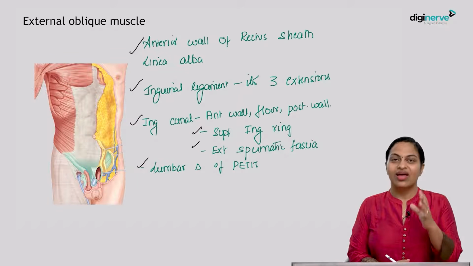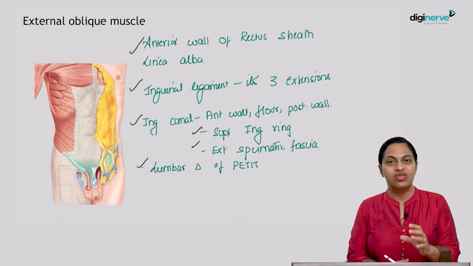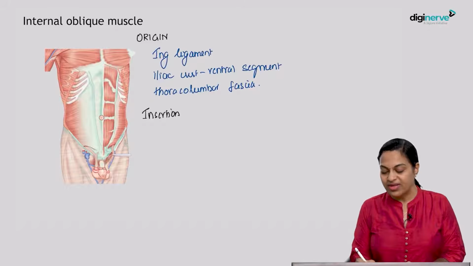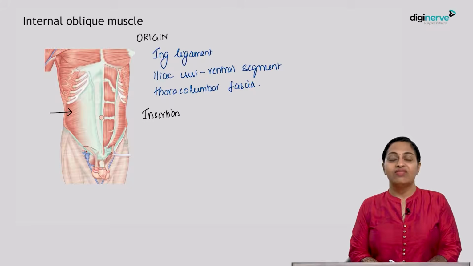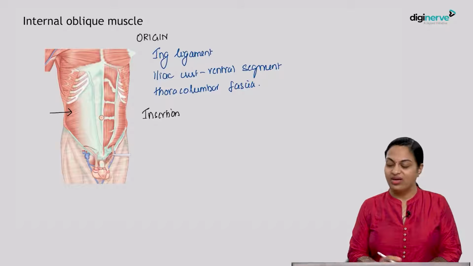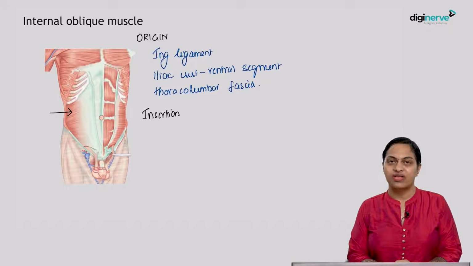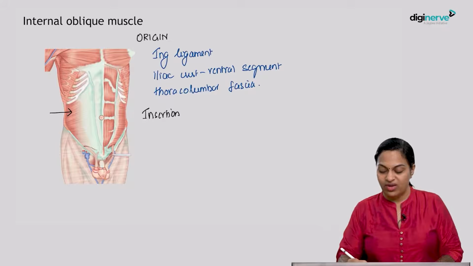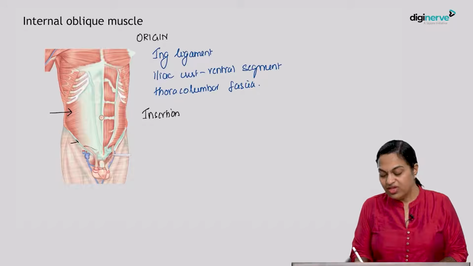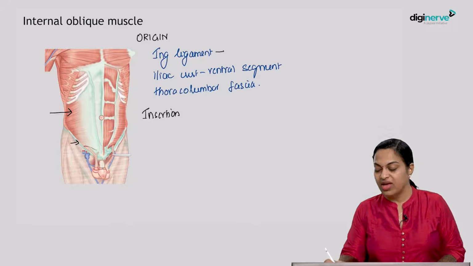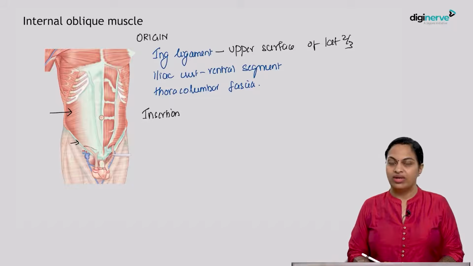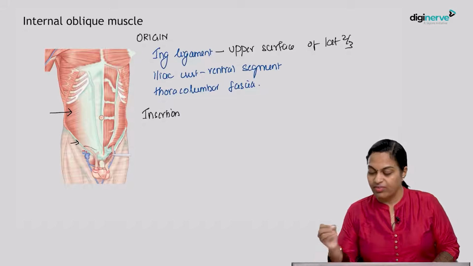So as you see here, it is a very important topic. A lot of MCQs and image-based questions can be related to it. Moving on to the next muscle, the internal oblique, which lies inner to the external oblique. This internal oblique muscle arises from below and goes upwards, these fibers. The fibers which originate from the inguinal ligament come from the upper surface of the lateral 2/3 of the inguinal ligament. So please remember these fibers.